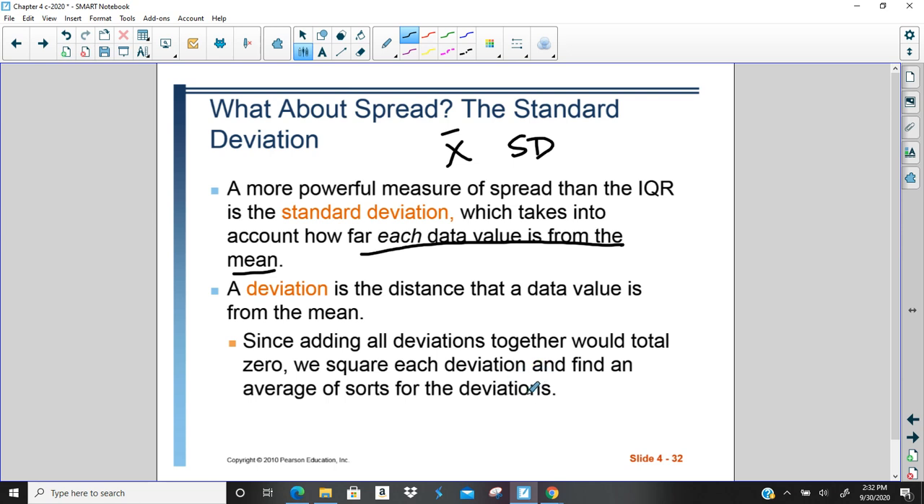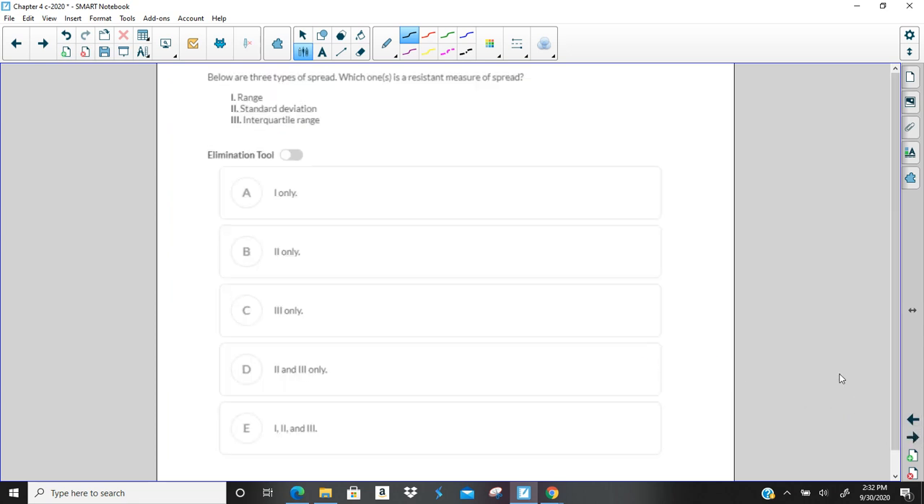What we actually do is we square each deviation and find an average of sorts, though it's not quite an average, and I'll show you the formula right now. Oh, I have a problem. Sorry. Answer this question, and then we'll move on.